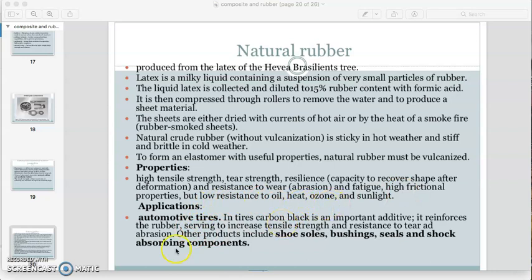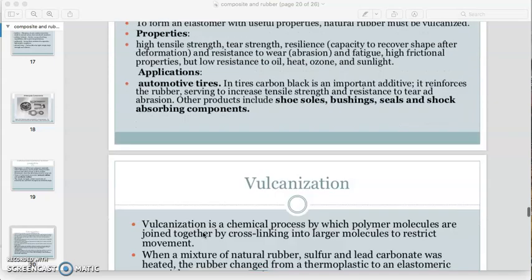The application of natural rubber is commonly in the automotive tire, adding carbon black to reinforce the rubber properties and increase the tensile strength. Other applications are shoe soles, bushings, seals, and also shock absorbing components.